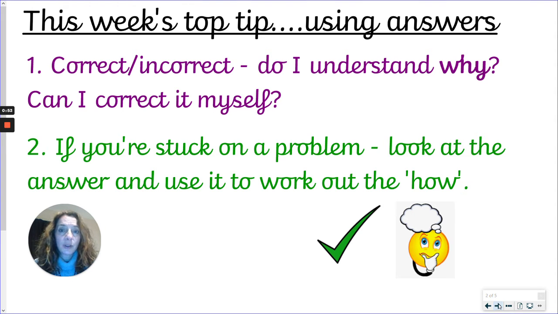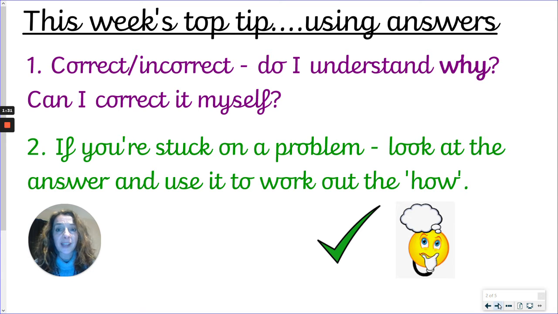So much as we would do in class with our red pens, I'd really encourage you to look carefully at anything that's wrong and make sure that you understand why and see if you can correct it yourself. And the other way that you can use the answers is to help you with some of those trickier problems. And I'm thinking particularly of the reasoning problems or the challenge questions. Because if you read one and you think, I'm not sure where to start with that, sometimes looking at the answer can help you, because you can look at the question and the answer and see if you can use that to work out the how, work out the method that you would need to use to solve that problem.